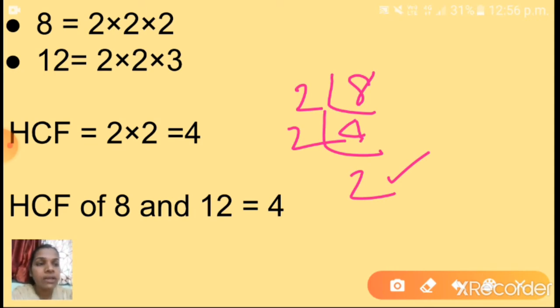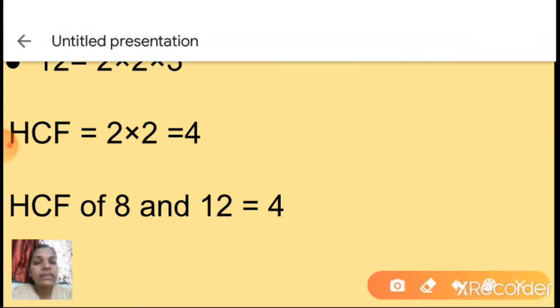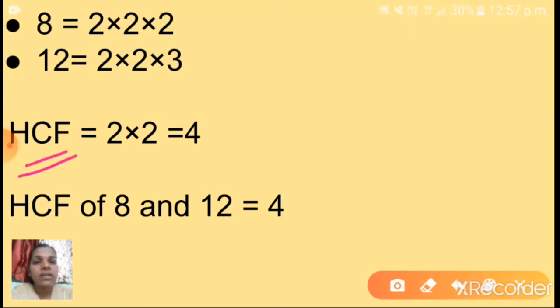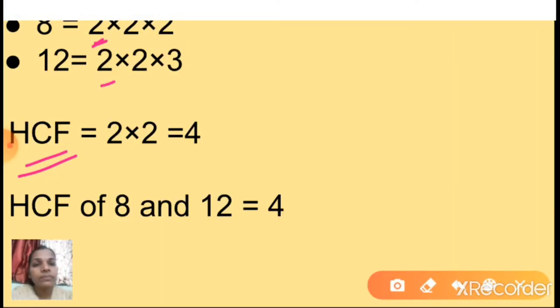Okay, next one is 12. 12, you know very well, yes, it will come in the 2's table. How many 2s are 12? 6 2s are 12. Again 2, 3. So what are the prime factors of 12? 2 into 2 into 3. Now what do we have to find? We have to find the HCF. What is common here? 2, 2. So I have written it one time, and again 2, 2, so I have written it one time. So 2 into 2 is equal to 4.